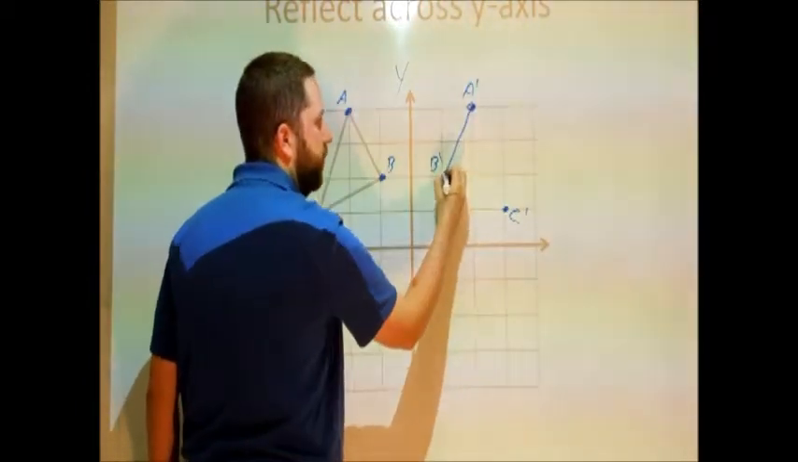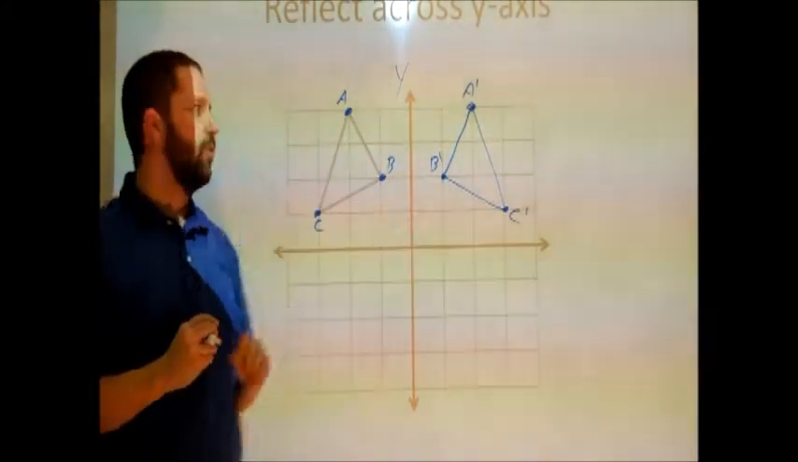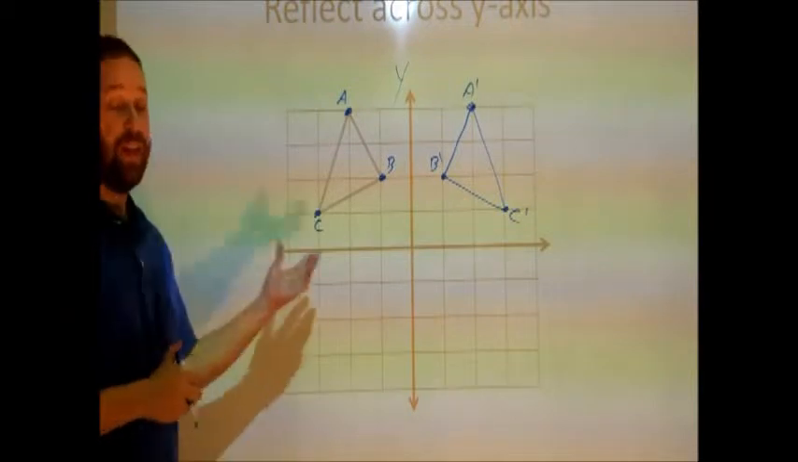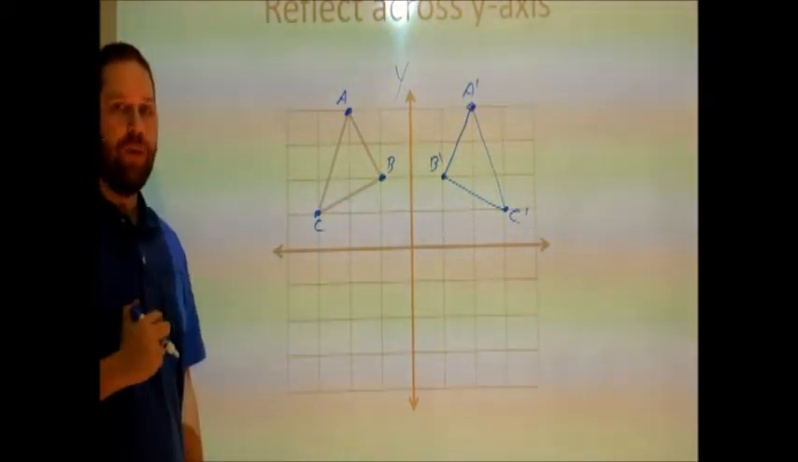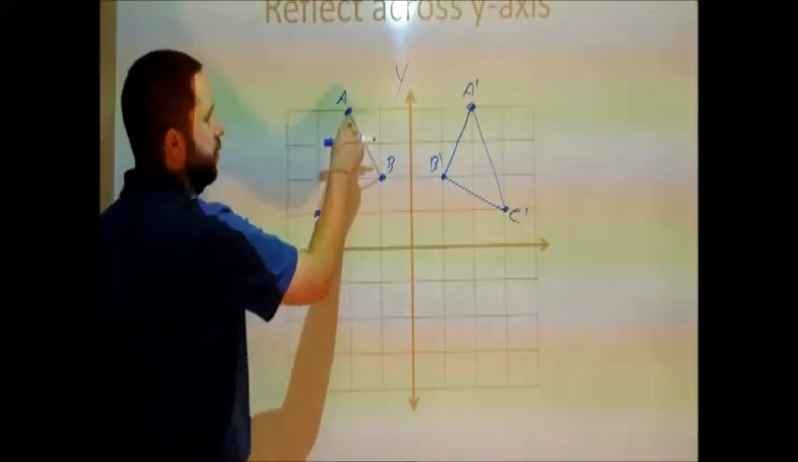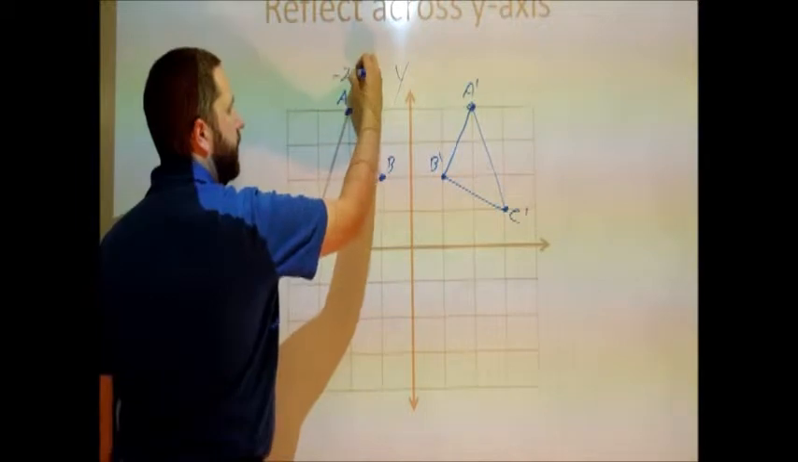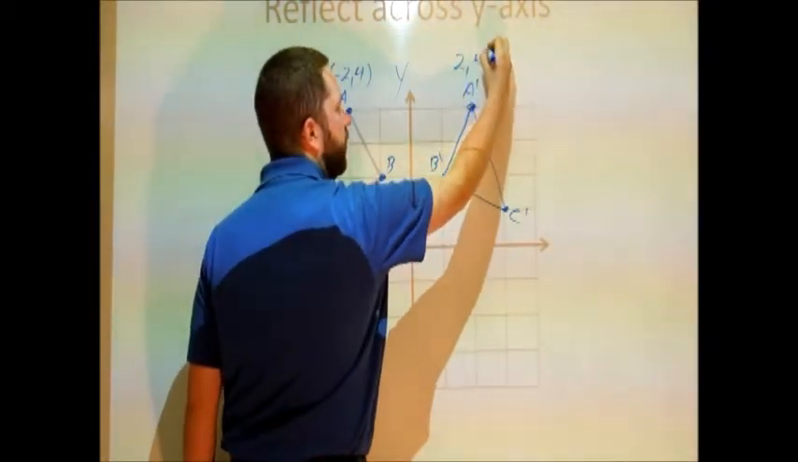I can now connect my points, and I have a similar triangle, except rotated on the other side or reflected on the other side of my y-axis. Okay? Now one of the things to notice with this is when I look at my points, I have -2, 4 is A prime becomes 2, 4.